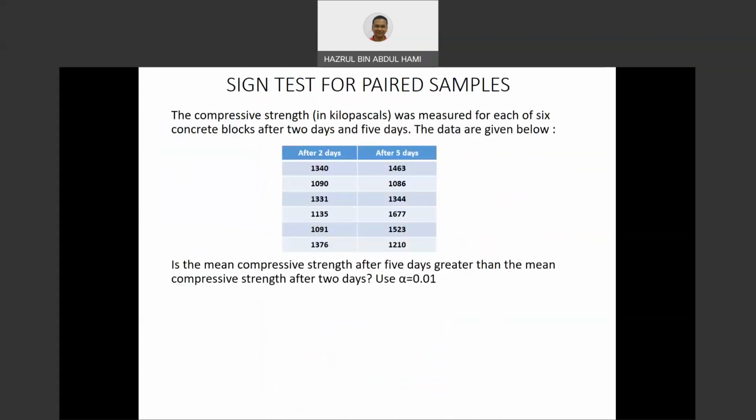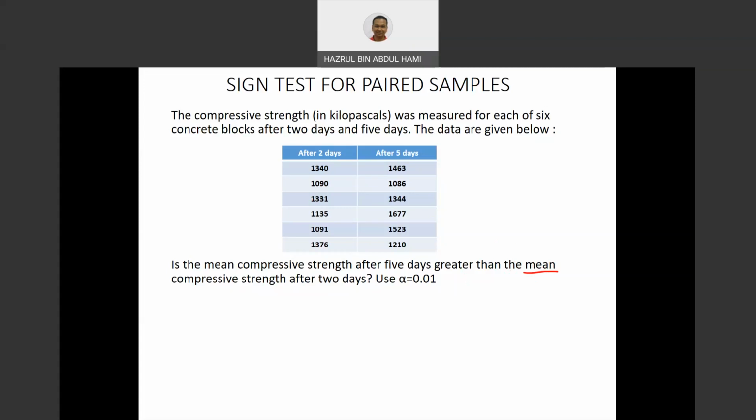One more example. The compressive strength in kilopascals was measured for each of 6 concrete blocks after 2 days and 5 days. The data are given below. Is the mean compressive strength after 5 days greater than the mean compressive strength after 2 days? Use alpha 0.01. The question asks you to compare the mean.